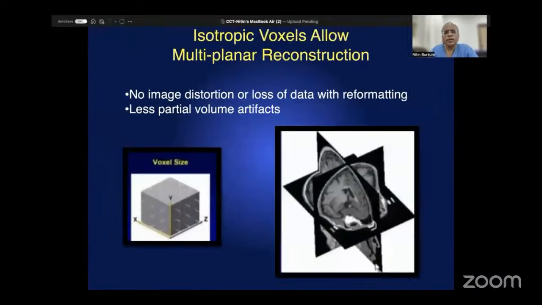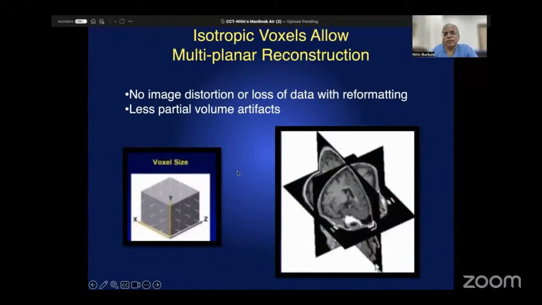Now, what is interesting about the CT scan data is that it is isotropic data. That means you have the same voxel resolution in all directions, whether it is the X direction, Y direction, or Z direction. Say 0.5 or 0.6 millimeter in all three directions. Now, how does that help?